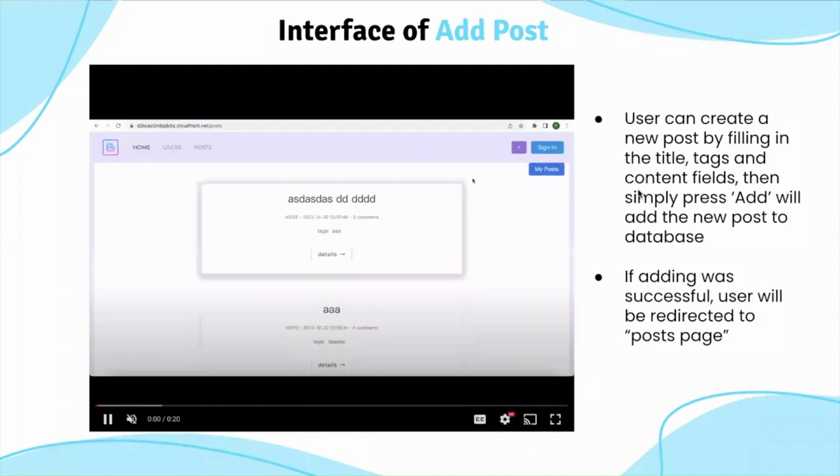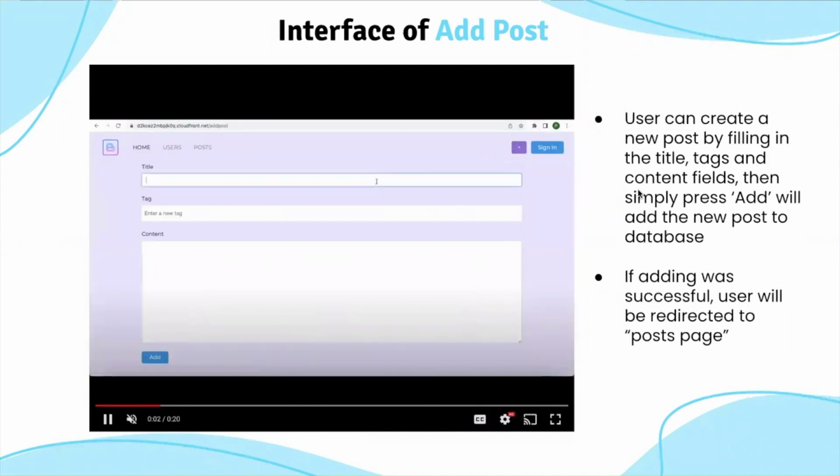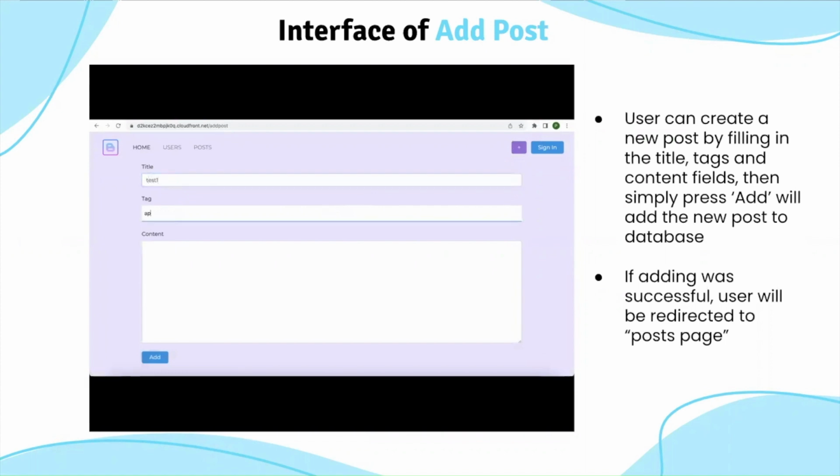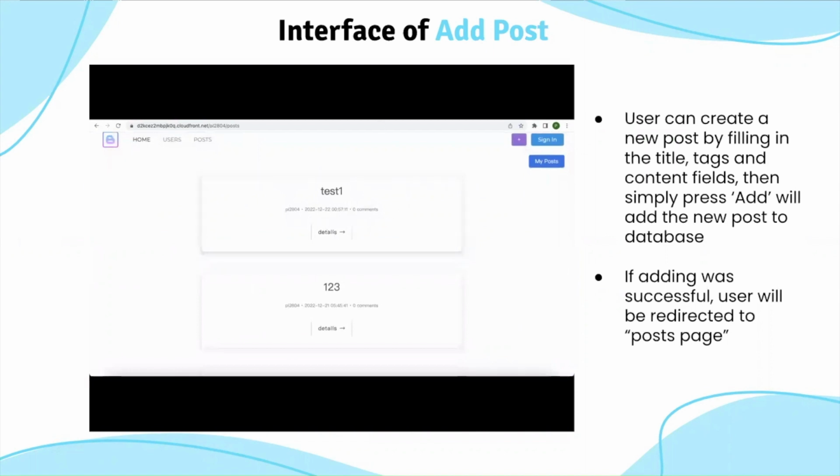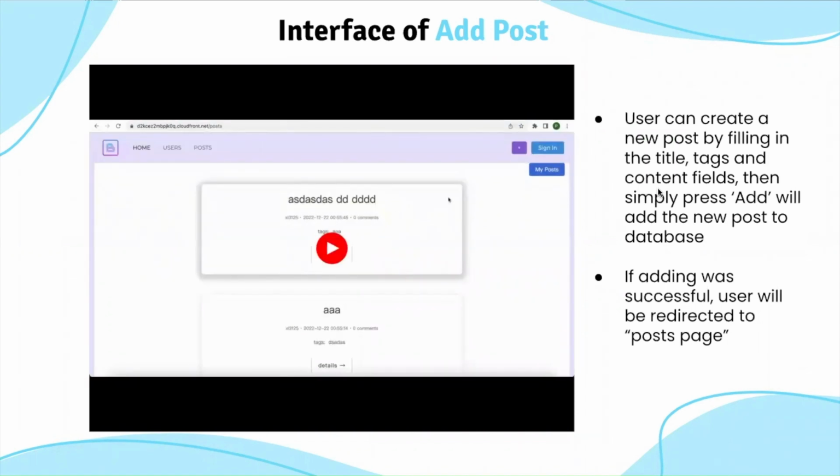The second feature within this microservice is creating a new post. Users are prompted to fill in the title, text, and content fields, and simply press Add to add to the database. Title and contents are required fields, while tags are optional. There will be an alert show up at the top indicating whether it was successful or not. Then they will be redirected to the all post page upon success.